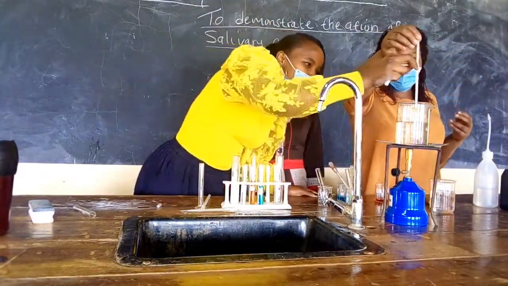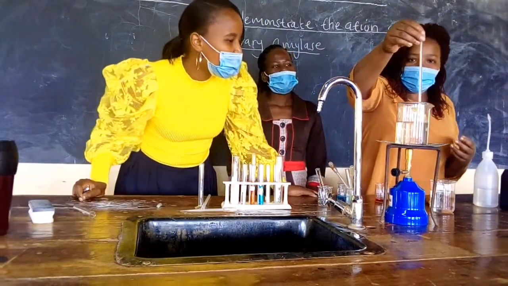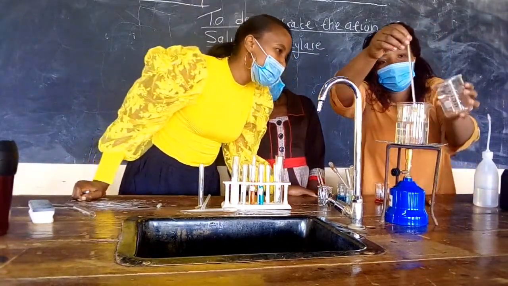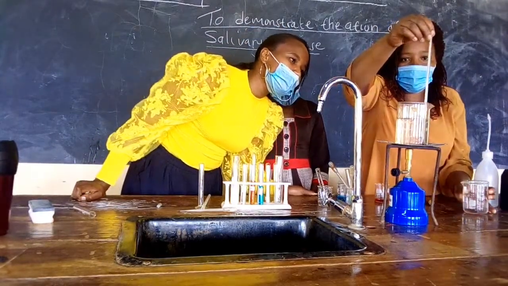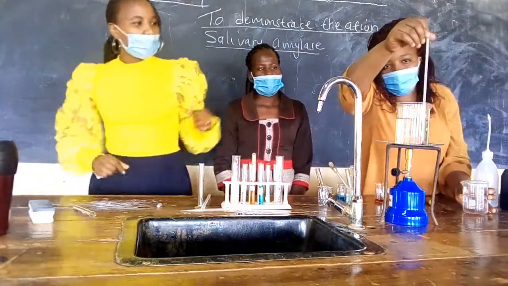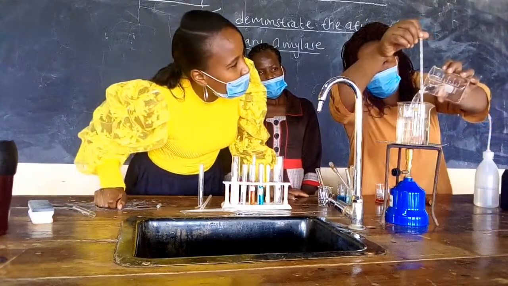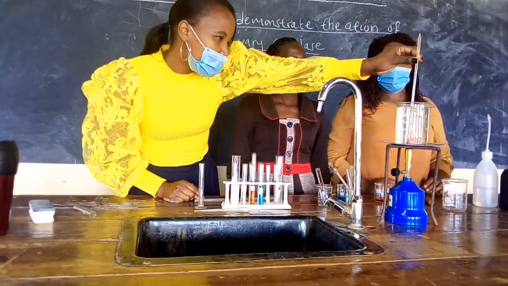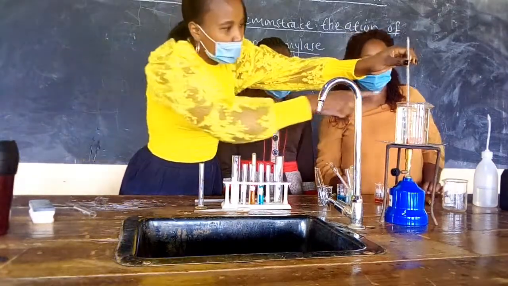The alcohol thermometer. Okay. It is at 60, so we need to reduce it even more. Yeah, it's coming down, guys. It's coming down. Actually, it is 44.